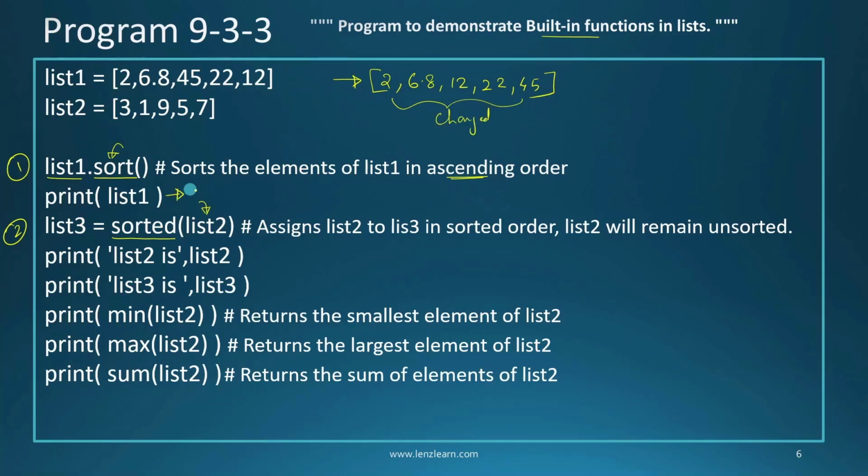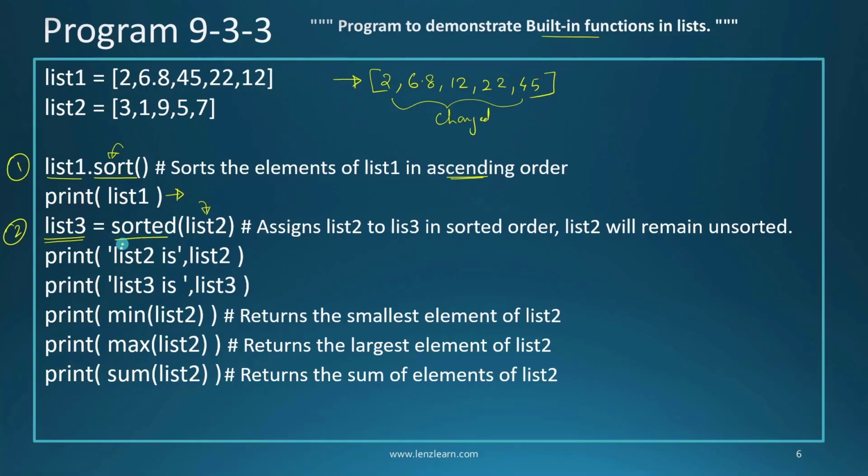So when I print list 1, you can see here, when we run the program, you will see that the list 1 content is changed permanently like this. So the earlier order is lost. But in the second option, you can see list 2 will be sorted, and the sorted values will be stored into a new list called list 3. So the content of list 2 will not change.